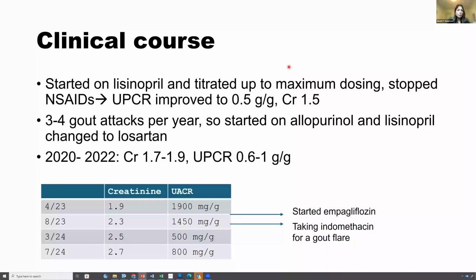And then before we get to the present day, between 2020 and 2022, his creatinine was stable-ish but progressing, at a creatinine of 1.7 to 1.9. UPCR was running between 0.6 to 1 gram per gram. And then more recently, in the last couple of years, his creatinine continued to rise. So I took over care around this time and started him on empagliflozin, which did improve his proteinuria, but his creatinine kept rising to July of 2024, when he was getting close to this 20 to 25 mL per minute GFR.